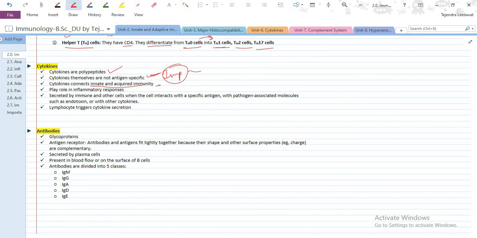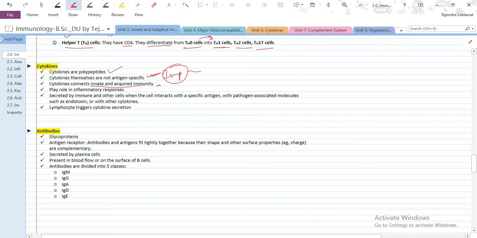So which cells give them the signal? Actually these cells are the innate cells. So cells of the innate immunity give some signals to the adaptive immunity, and then adaptive immune cells start working. So every part of immunity is connected with each other. That's why in this case we can say that cytokines connect innate and acquired immunity. How they connect, we will discuss later, because we have a complete chapter on cytokines. So I will make some videos on these also. Please wait while they are released.